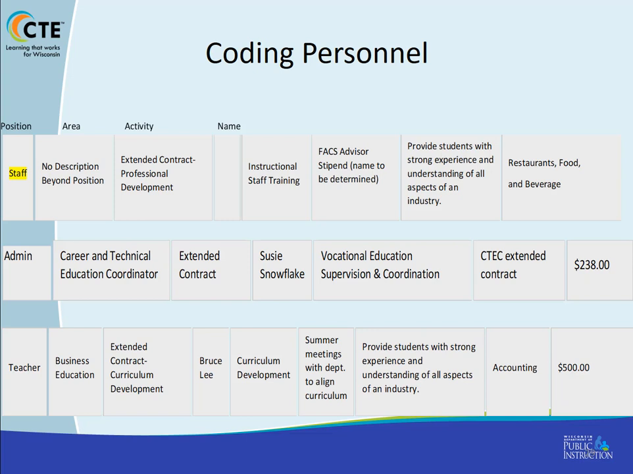In the third example, this is a correct example of an extended contract for curriculum development. The description says it will happen in the summer with a focus on curriculum alignment for the accounting POS. This is clear and can be easily reviewed and determined to be an allowed expense by the reviewer.